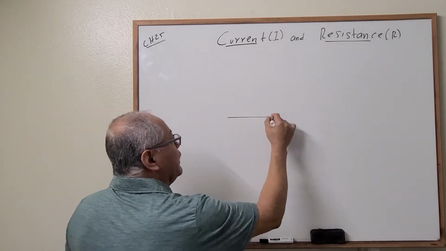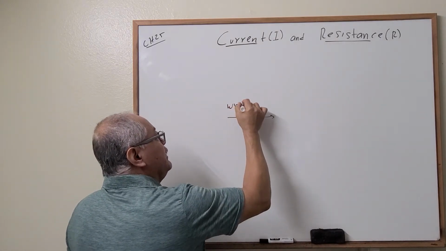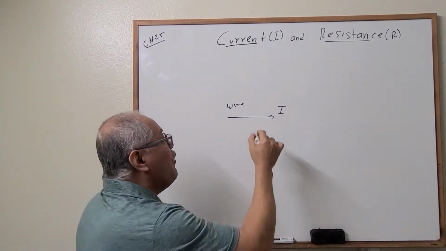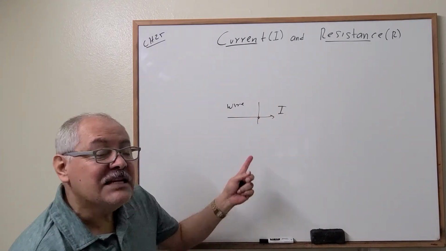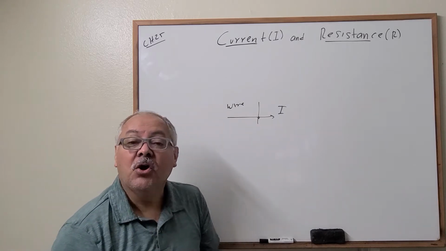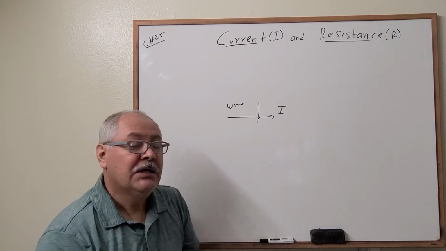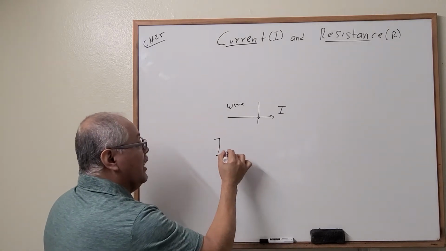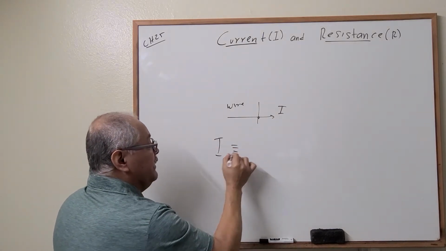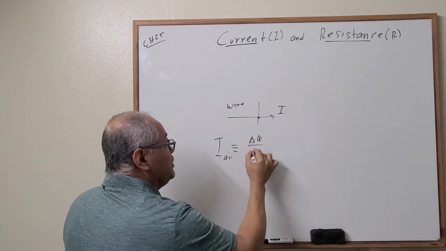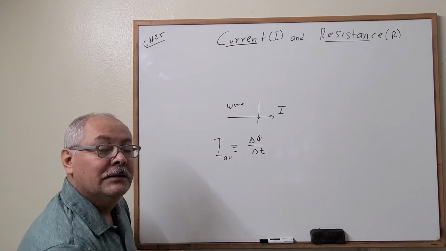Let's take a wire, and let's take current in that direction. Now let's take one point as a reference, and let's count how much charge is crossing that point per time, per second. So we define then the current. Let's use the average, the change in charge with respect to time.